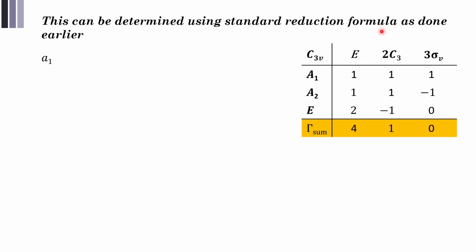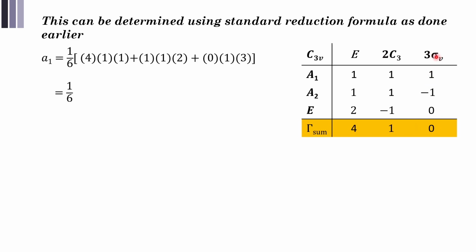How many times has A1 come? Now just look at 1 plus 2 plus 3, that is 6. So the order of the group is 6. So 1 by 6. Now multiply 4 into 1 because E is once only. So it's 4 plus. Now 1 into 2, because there are 2 elements in the class. So that is equal to 2. And 0 plus 1 into 3, obviously that's going to be 0. And that will finally give 1. So A1 has appeared once in the entire tau sum.